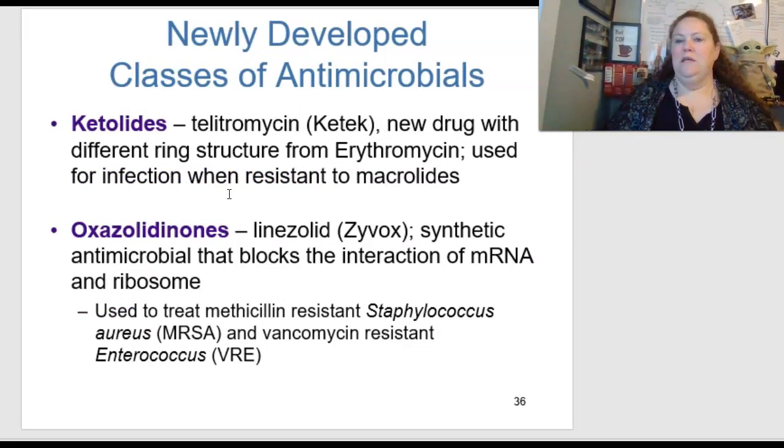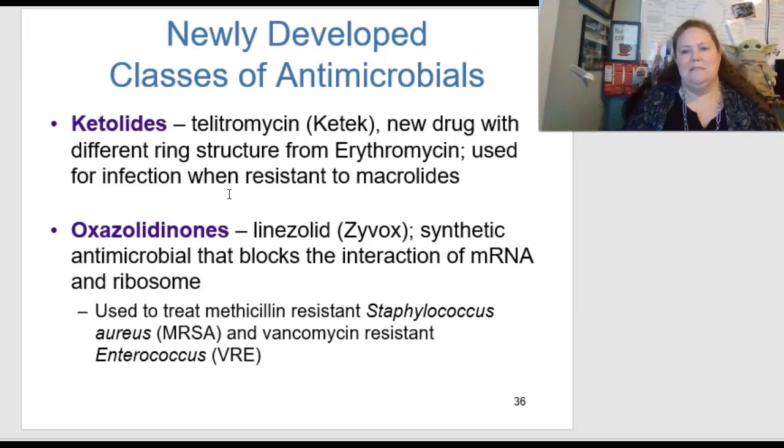We also have ketolides like Ketek, and this is a new drug with a different ring structure from the standard erythromycin, and this is used for infections that are resistant to other macrolides. We also have Zyvox, a synthetic antimicrobial that blocks the interaction of messenger RNA and the ribosome so that the protein can't be made. So these are used to treat methicillin-resistant Staphylococcus aureus, like MRSA, and vancomycin-resistant Enterococcus.